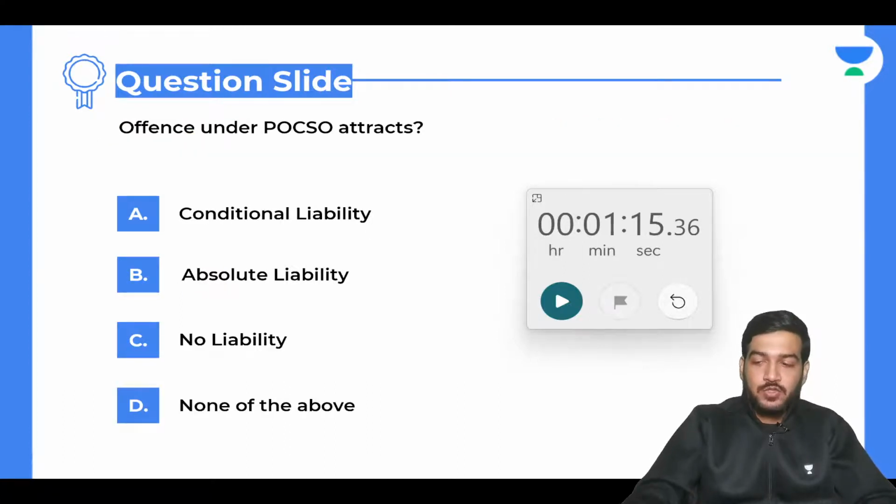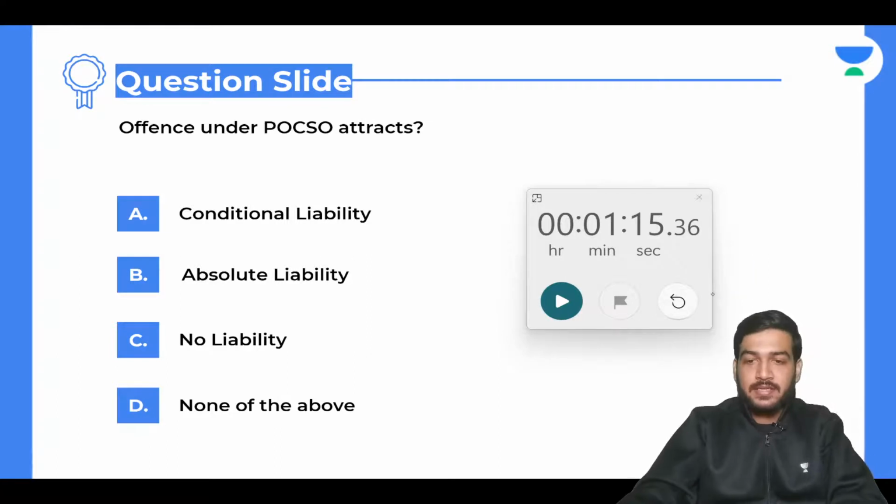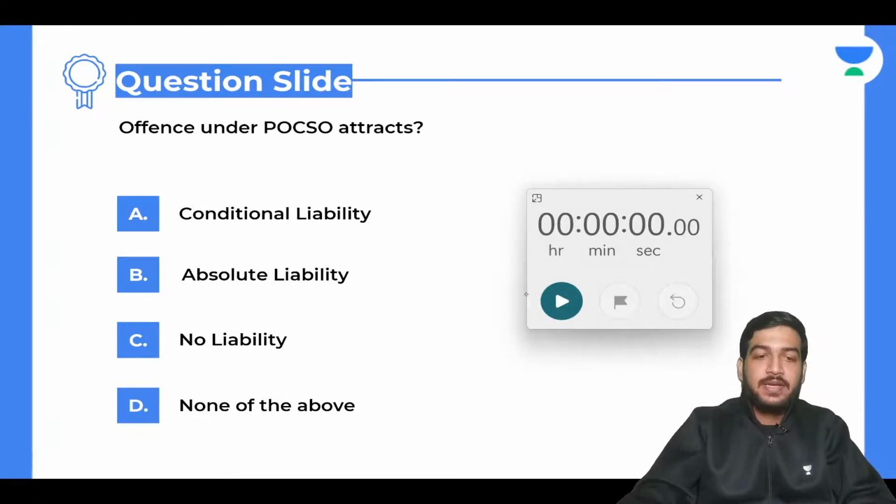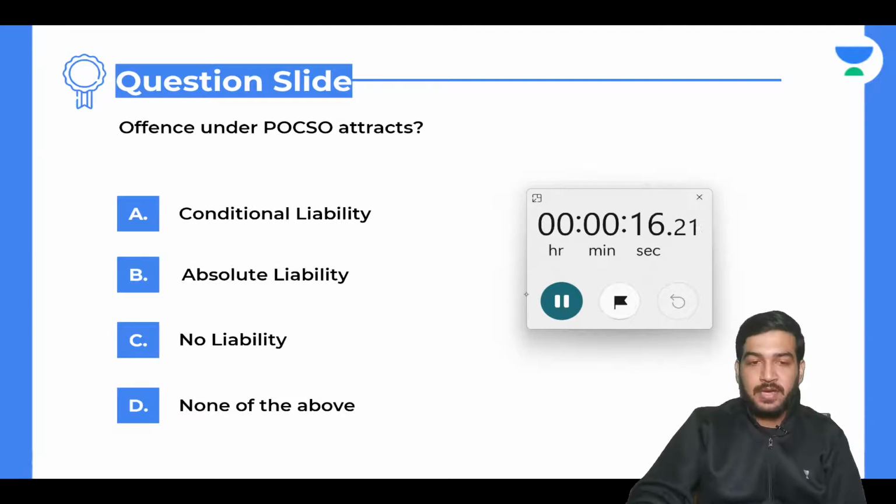Offense under POCSO attracts A, conditional liability, B, absolute liability, C, no liability, or D, none of the above. Whenever we talk about something under POCSO, or that this person has been charged under POCSO, what do we mean by it? Conditional liability, absolute liability, no liability, or none of the above?